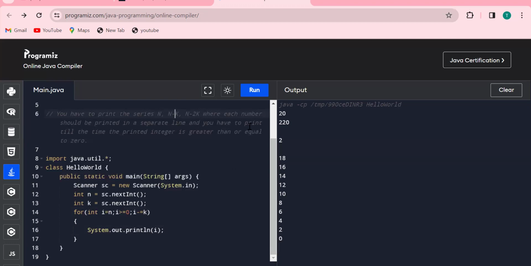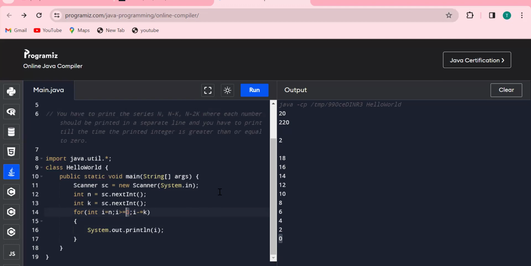So n minus k. What is the n here? 20. What is the k value? 2. So 20 minus 2 is 18. And after that, 2 times k is 4, right? 20 minus 4 is 16. So on, 14, 12, 10, 8, 6. So after n minus 2k, what will be given? n minus 3k, n minus 4k. The process will be continued until it reaches 0. See here, the condition stops when you get 0.